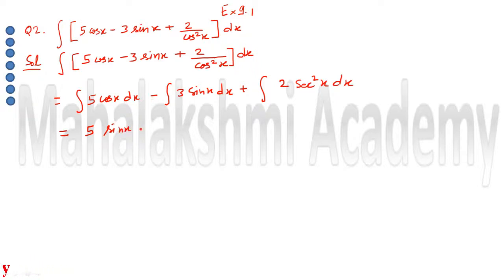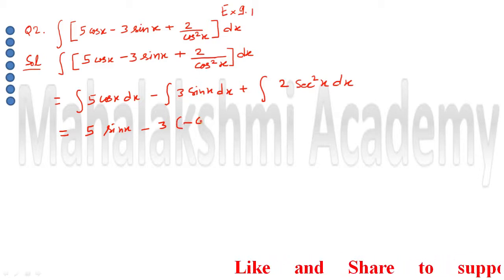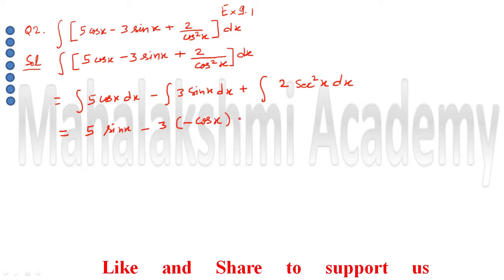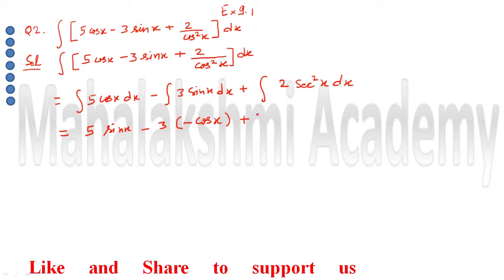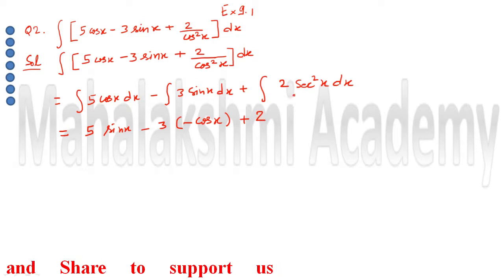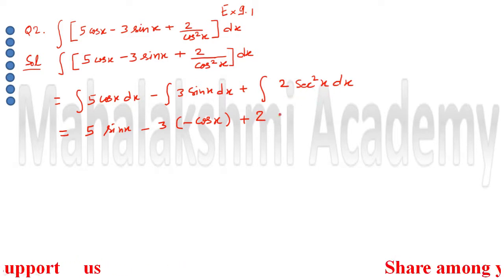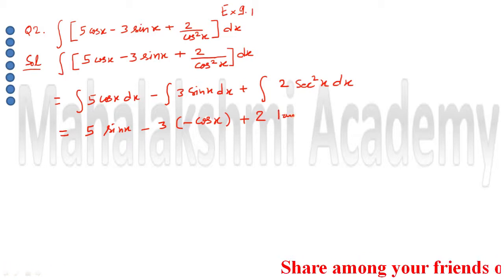and then the minus sign as it is, and this 3 is the coefficient, so 3 will come as it is. The integration of sin x with respect to x is minus cos x, bracket close. Then this plus sign as it is, and the coefficient 2 will come as it is. Sec square x dx, the integration of sec square x is directly tan x.